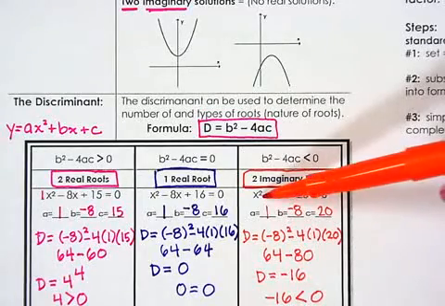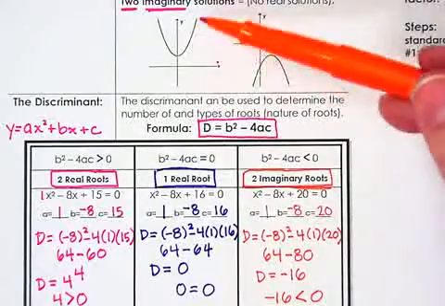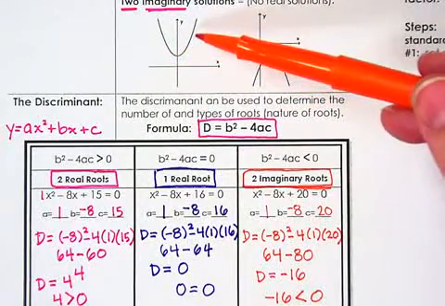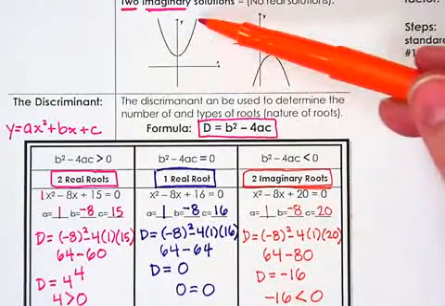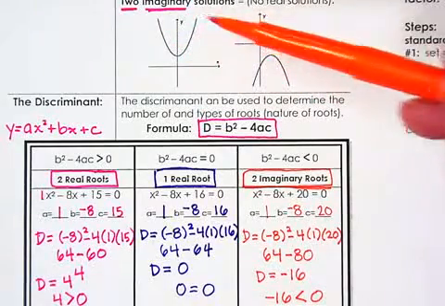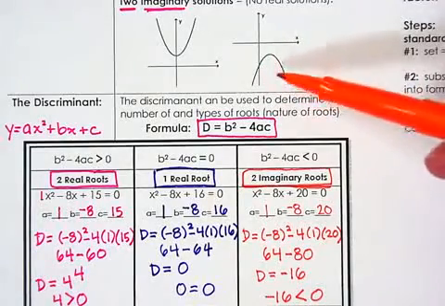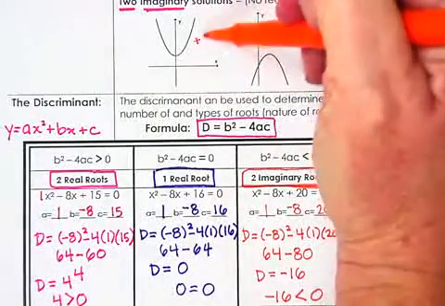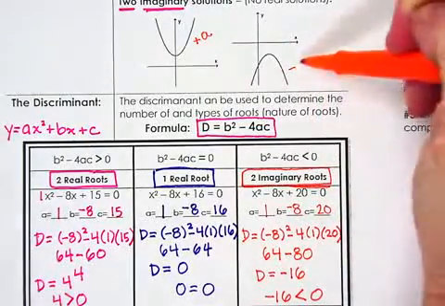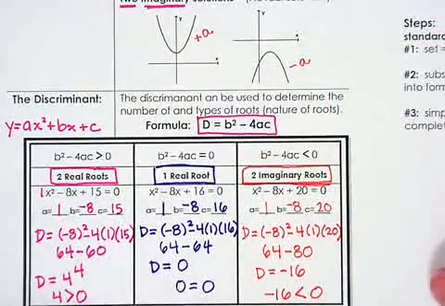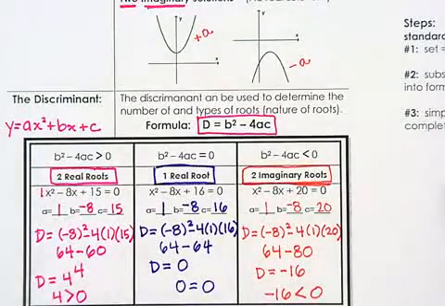It's concave up. So that means it's going to look more like the left-hand graph here, where the entire parabola is above the x-axis, versus this other one. This would have a positive A value, and this would have a negative A value. Okay, so that's how we use the discriminant to describe the nature of the root.